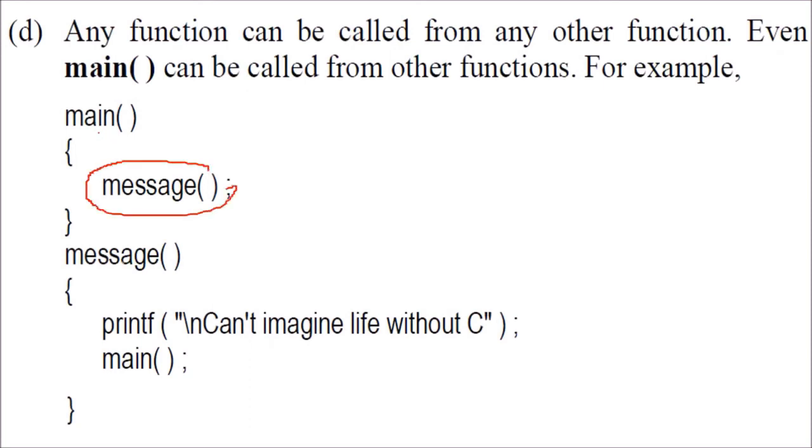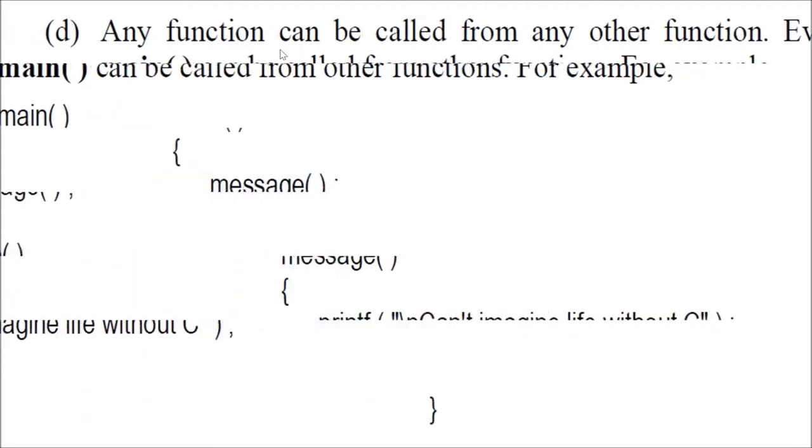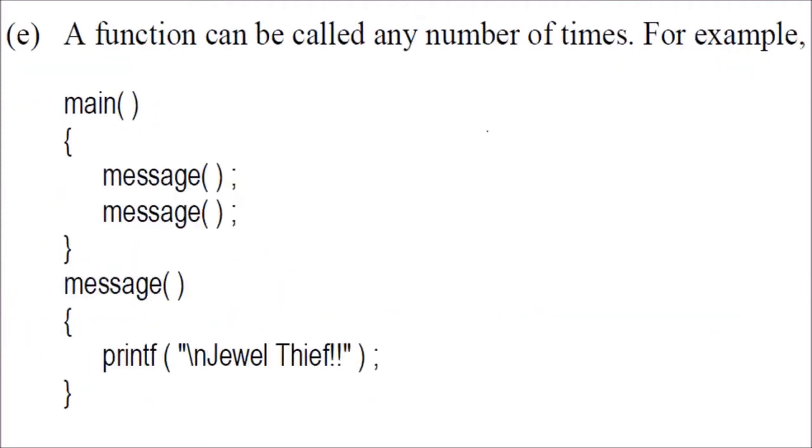So this is the message. Now this message is calling this main function, so it will be called. Actually, this is an indefinite loop. So main is calling message, message is again calling main, and this goes on and on. A function can be called any number of times.